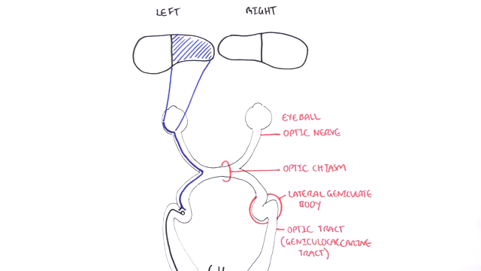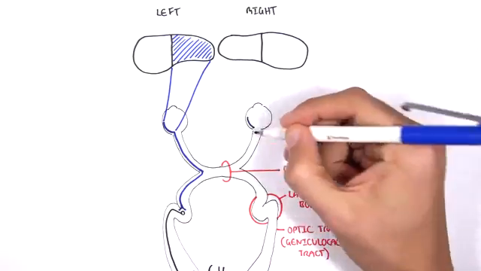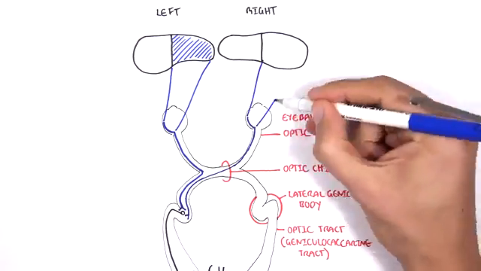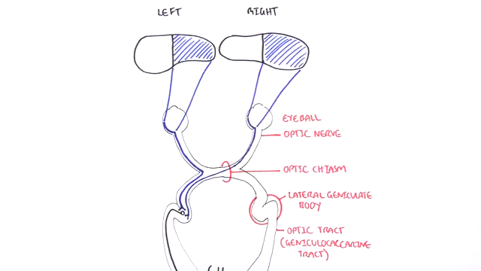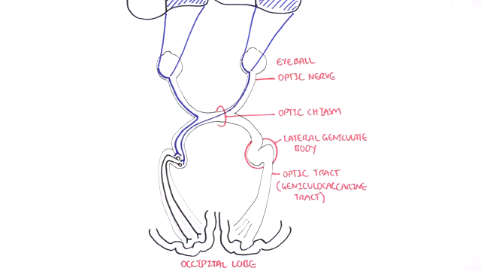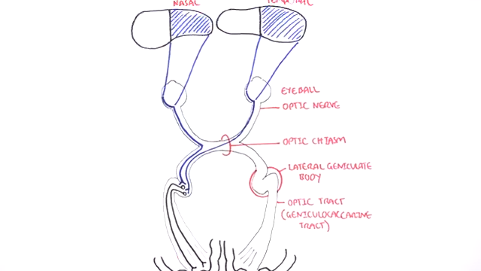The blue nerve on the right eyeball here will capture images from the right temporal field and will carry this information down the optic nerve and will cross over at the optic chiasm and synapse with the neurons of the left lateral geniculate body. The nerves will then carry the information to the occipital lobe.